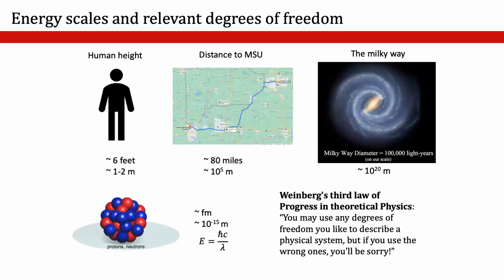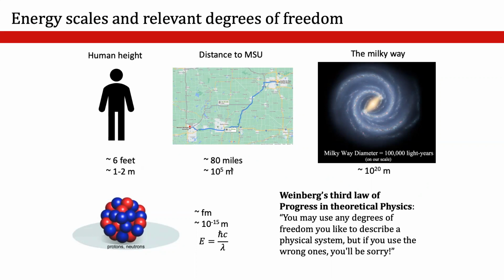Okay, then I want to talk about Weinberg's third law of progress in theoretical physics. We can use any degrees of freedom we like to describe the physical system, but if we use the wrong ones, we will be sorry. For example, the human height is about 6 feet, or 10^0 meters. The distance between Western Michigan University and MSU is about 180 miles, which corresponds to 10^5 meters.